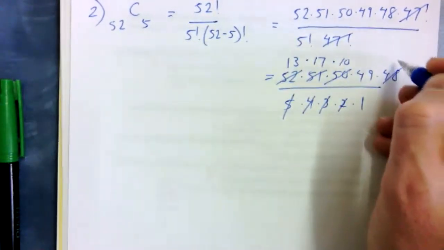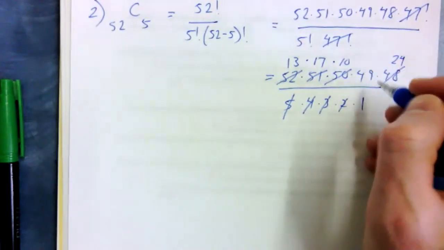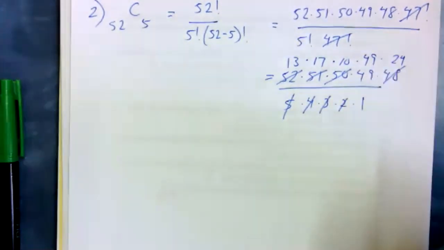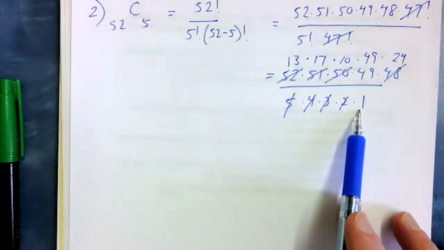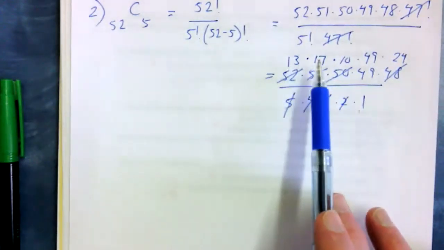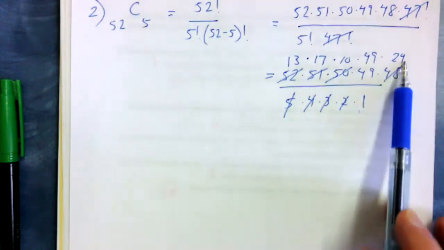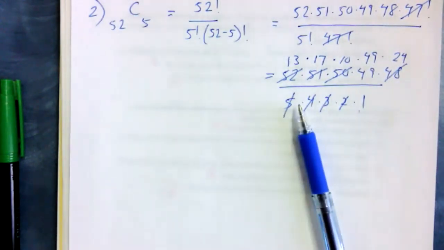As I'm doing this, you might think, you know what? I think I'll do scientific notation. So, yeah, tricky. So now it's 13 times 17 times 10 times 49 times 24.